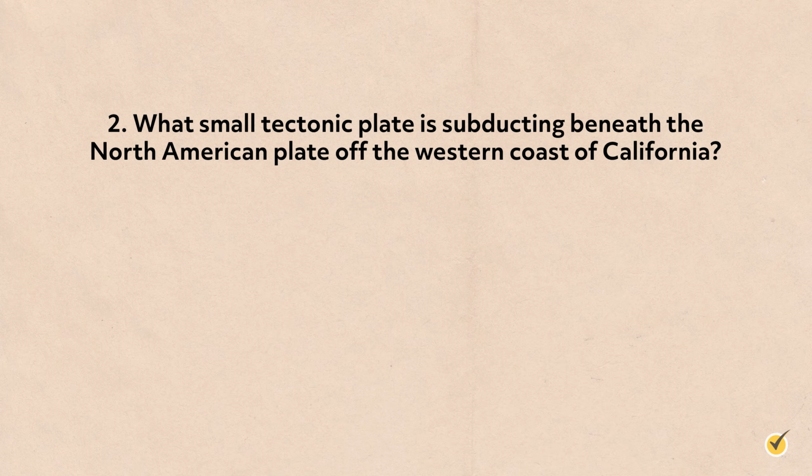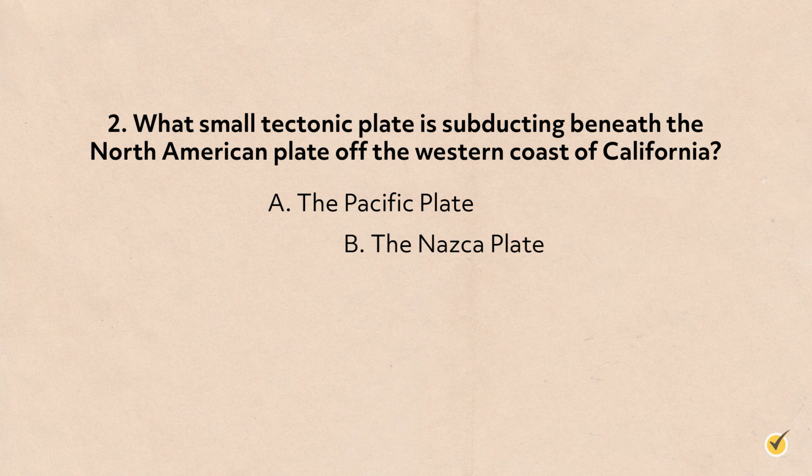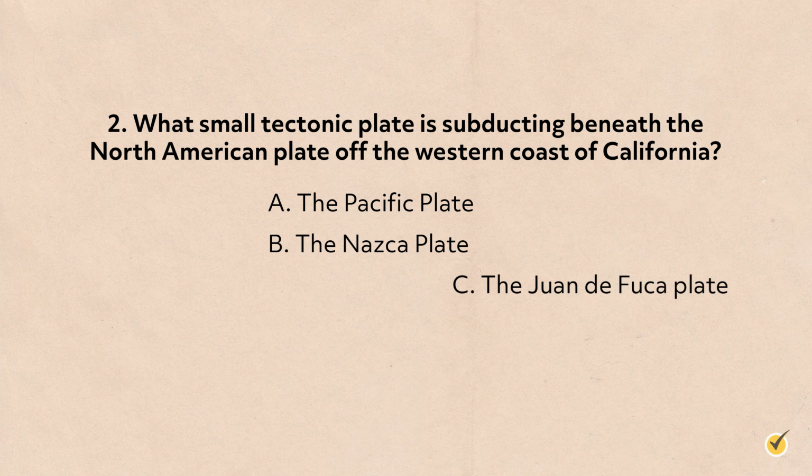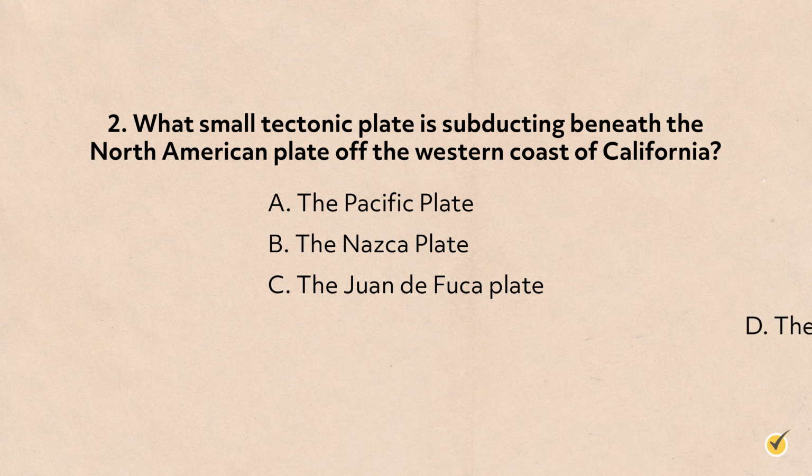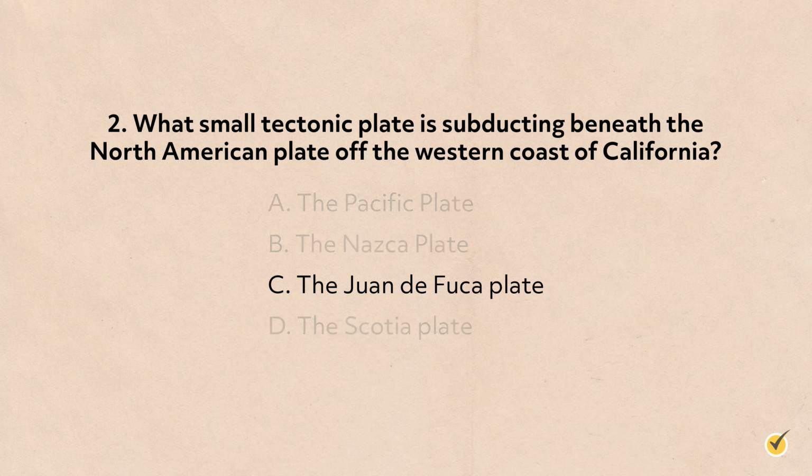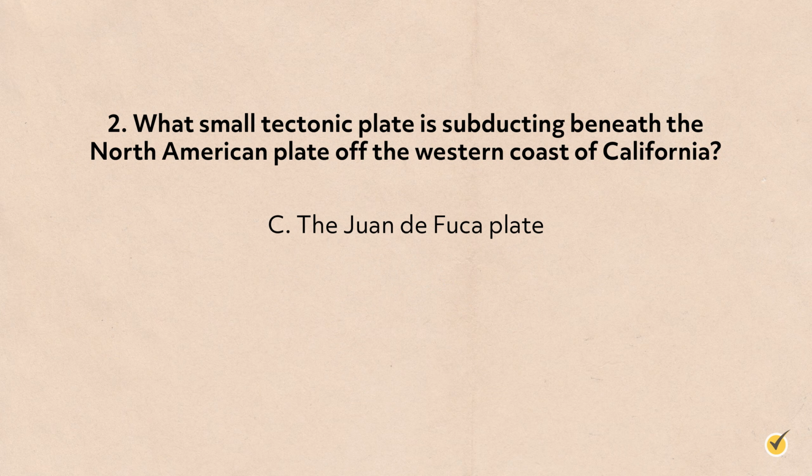Number 2, what small tectonic plate is subducting beneath the North American plate off the western coast of California? A, the Pacific plate, B, the Nazca plate, C, the Juan de Fuca plate, or D, the Scotia plate? The correct answer is C, the Juan de Fuca plate. The Pacific plate is subducting along the Ring of Fire, but it is just sliding past the North American plate.